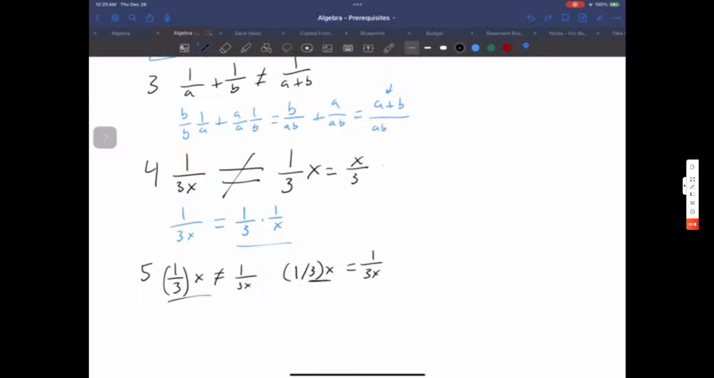So especially when you're talking to other people, you have to be very descriptive of what you're trying to say. So here I wouldn't even call it 1 over 3 times x. I would just say x over 3. But yeah, those two things are not the same.